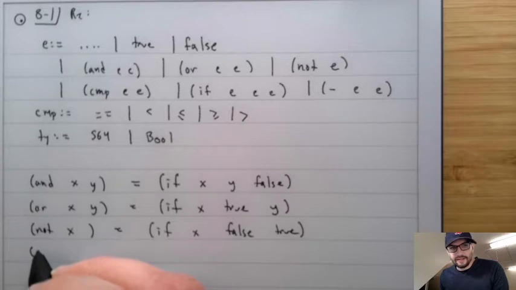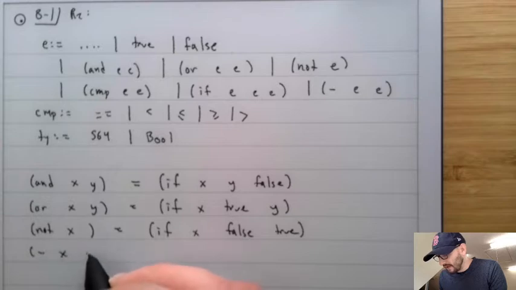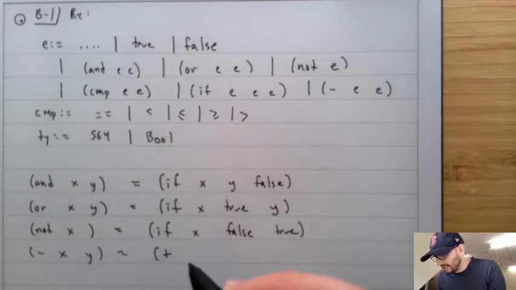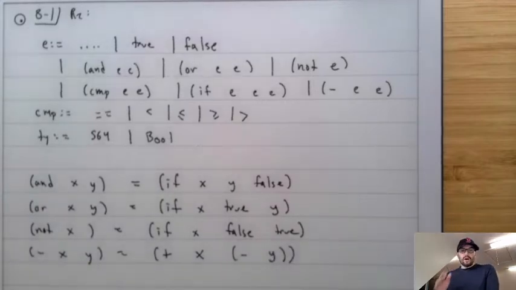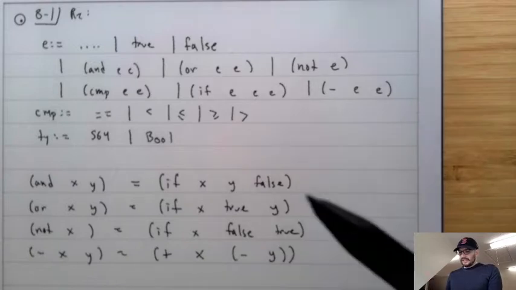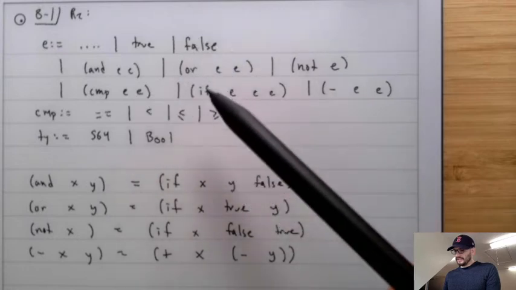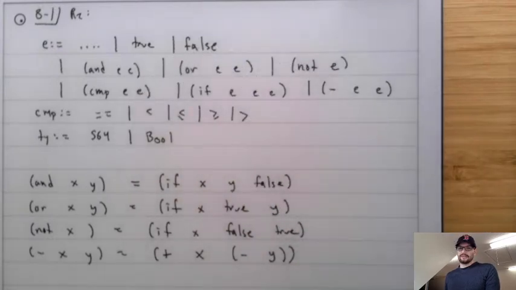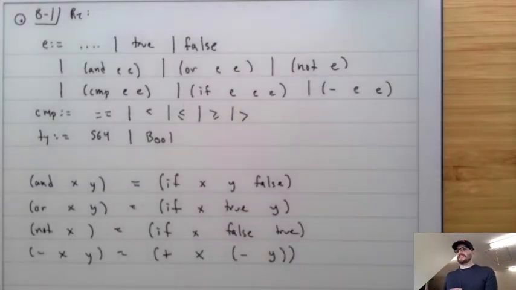And then subtraction of x y is always equal to the addition of x and the negation of y. So if you want to, you could actually implement the R2 language by adding true, false, comparisons, and if, and ignoring and, or, not, and subtract. And just make it so that all of these things just become different kinds of if statements. And that is totally acceptable to do. And in fact, I would actually kind of recommend doing that because it's going to simplify your compiler.